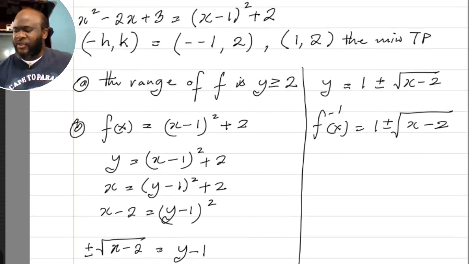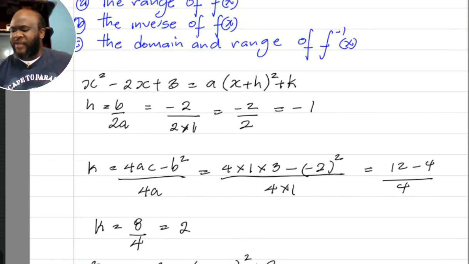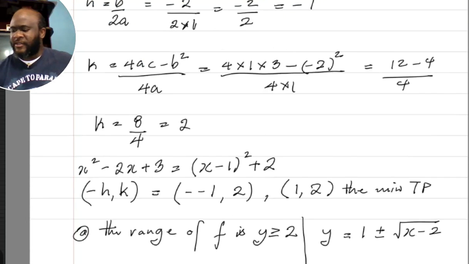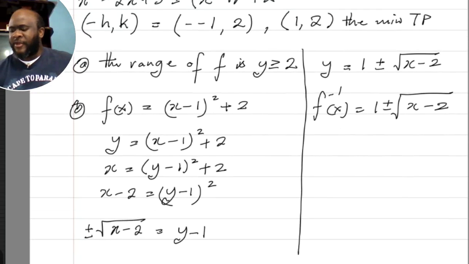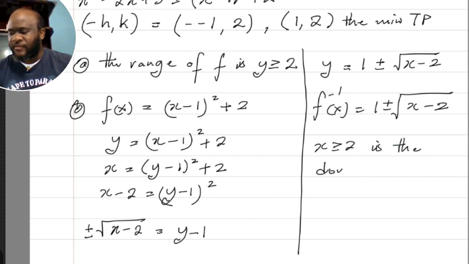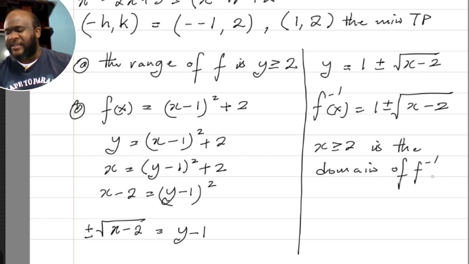Lastly, we're asked to determine the domain and range of f inverse. All right, remember the relationship between a function and its inverse: the domain and range interchange. So since the range of f was y is greater than or equal to 2, that would become the domain of f inverse. So x is greater than or equal to 2 is the domain of f inverse.